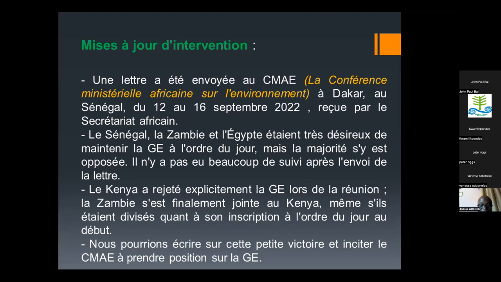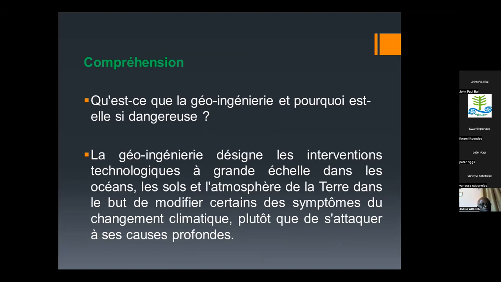Another update is that thanks to this advocacy, Kenya rejected explicitly geoengineering during this meeting. And afterwards, Zambia joined Kenya in saying no, even if at the beginning they were not so opposed to this. So for the moment, it's a little victory. And it's a victory because we managed that some states understand and said no to geoengineering. But we still have some steps to continue.